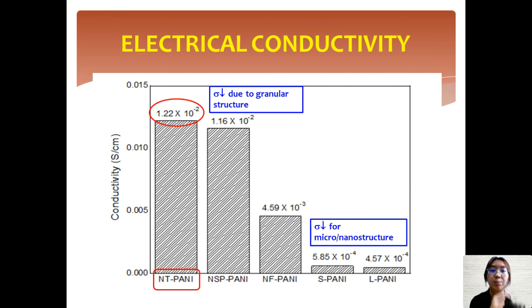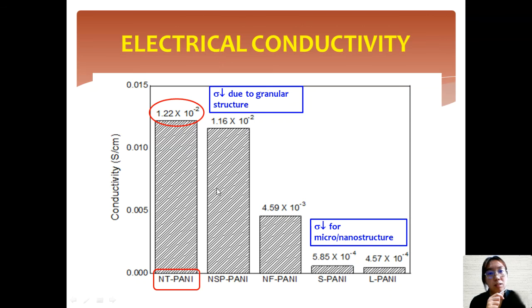Okay, next we'll proceed to the electrical conductivity. The electrical conductivity of polyaniline with different morphologies is measured by using the 4-point probe technique, and all the polyaniline powder samples were compressed into disc-shaped pellets with a density of around 1. From the graph, we can see that the nanotube polyaniline has the highest electrical conductivity among all the morphologies. This can be attributed to the long chains in the nanotube, which allow the charge to flow through the chains and subsequently enhance the electrical conductivity.